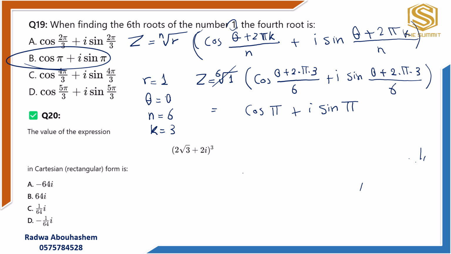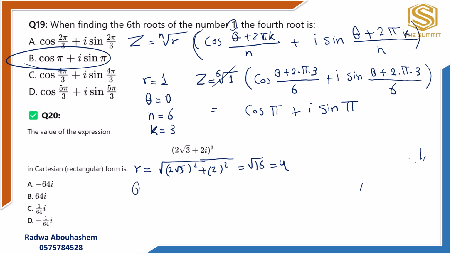Now, the value of the expression 2 root 3 plus 2i to the power of 3. So this means I have to put it first in the polar form. So let's get the r first. It would be the square root of 2 root 3 power 2 plus 2 power 2. So here 2 power 2 is 4 and root 3 power 2 is 3. So 4 times 3, 12. 12 plus 4 gives me root 16. So this is 4.